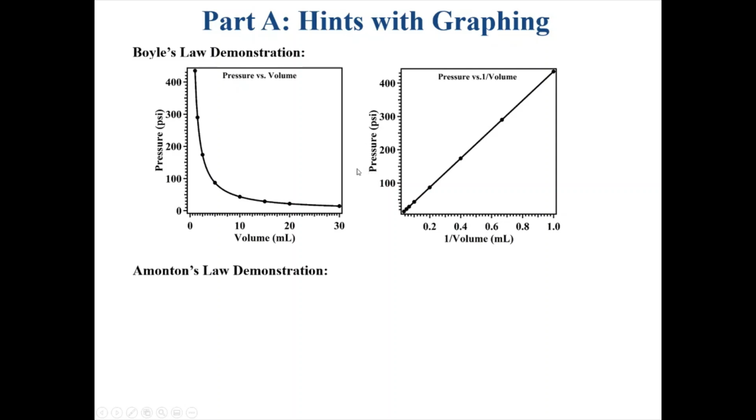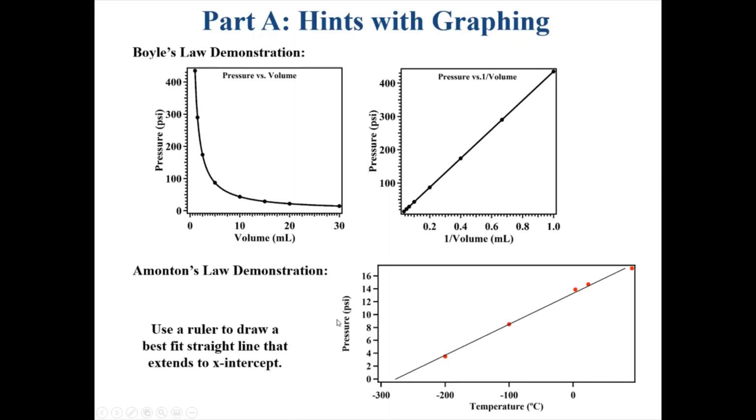Now, for the Amonton's law demonstration, we're basically going to take the pressure at a bunch of different temperatures. We're not actually going to do this demonstration because it's a very simple thing. We're just going to take a sample of gas and put it at different temperatures. Then we're going to measure the pressure. When we do that, we're going to get some data points and we're going to plot them.